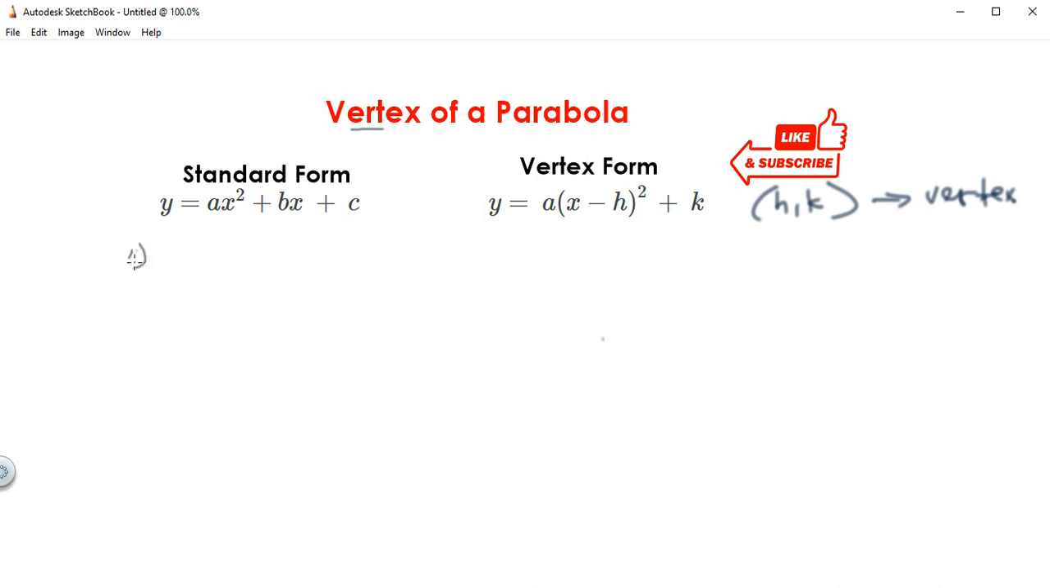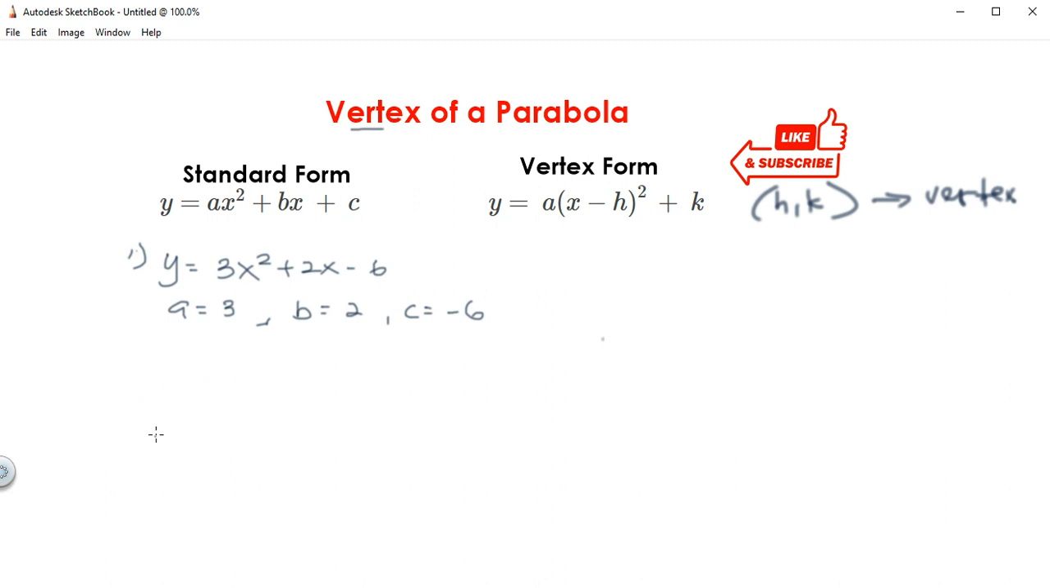The first one is y equals 3x squared plus 2x minus 6. As you can see in this one, this is a standard form where a is equal to 3, b is equal to 2, and c is equal to -6. This is a standard form.